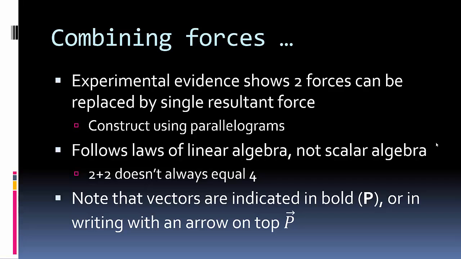Okay, and for this class, and I think in general, vectors are going to be indicated in bold. So in print, it'll be a capital, bold P, or in writing, P with the arrow across the top. Anywhere in text, you'll find it like this, but we'll do it like this when we're doing it by hand.